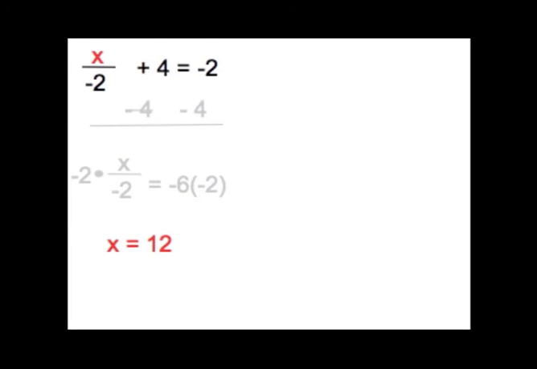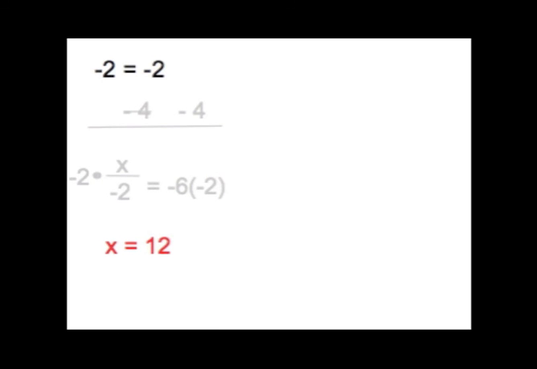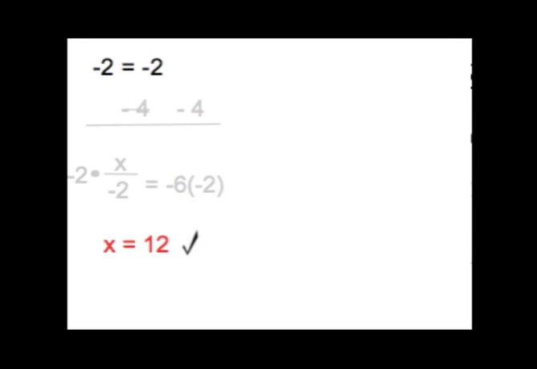Let's substitute our solution back into the original equation to check for accuracy. After substituting 12 in for x, we do 12 divided by -2, which is -6, and then -6 + 4 is -2. So our answer of x equals 12 checks out.